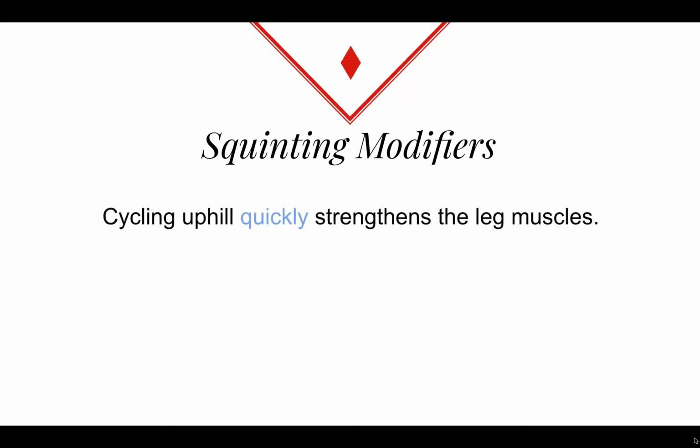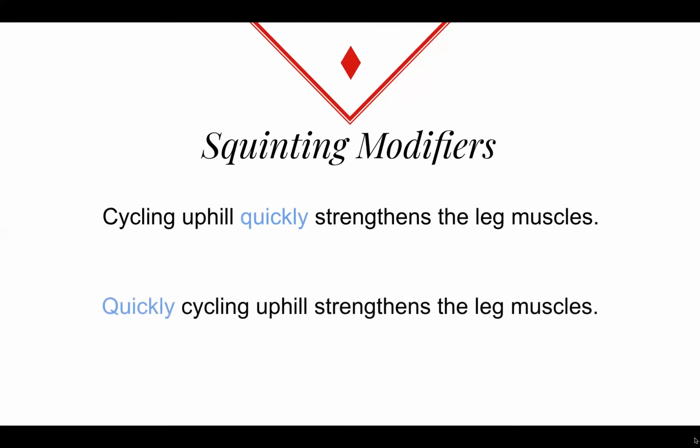Cycling uphill quickly strengthens the leg muscles. Here, quickly could modify either cycling uphill or strengthens the leg muscles. Quickly cycling uphill strengthens the leg muscles. Now it's clear that the cycling is the one that has to be quick.